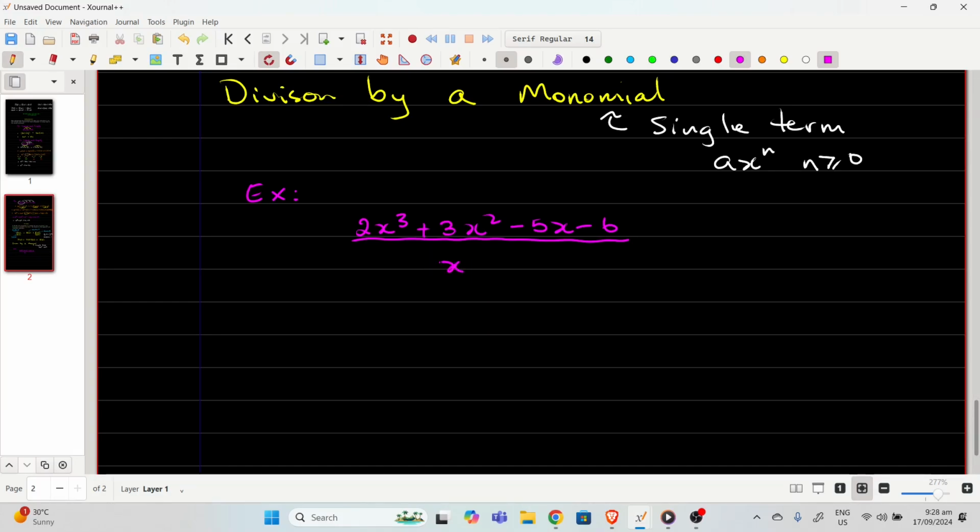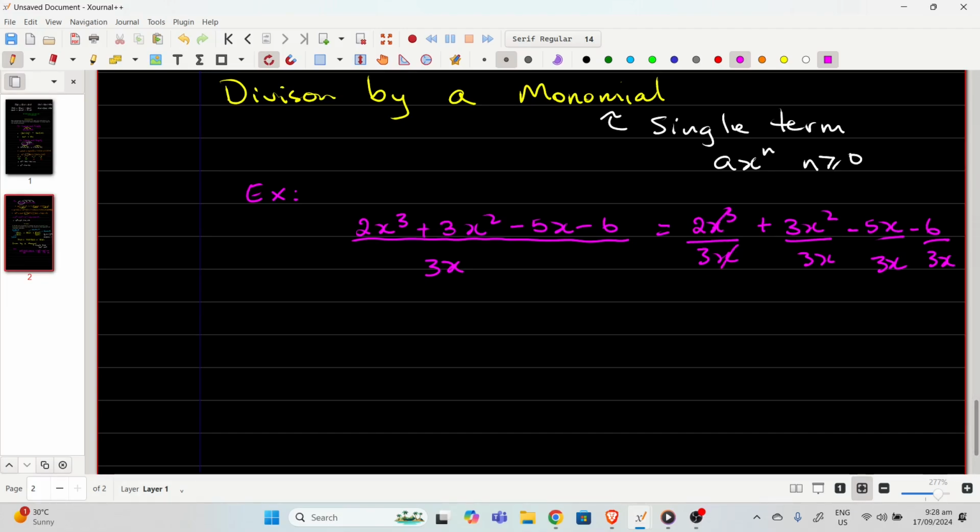X, let's say 3x actually. Yeah, let's say 3x. We will get something like 2x cubed over 3x plus 3x squared over 3x minus 5x over 3x minus 6 over 3x. And then we just simplify.